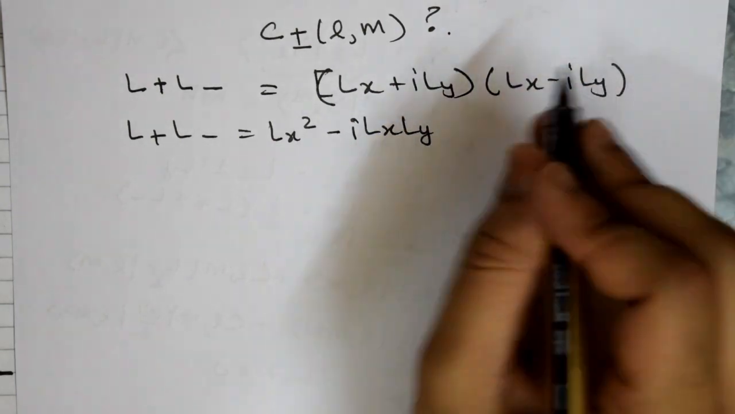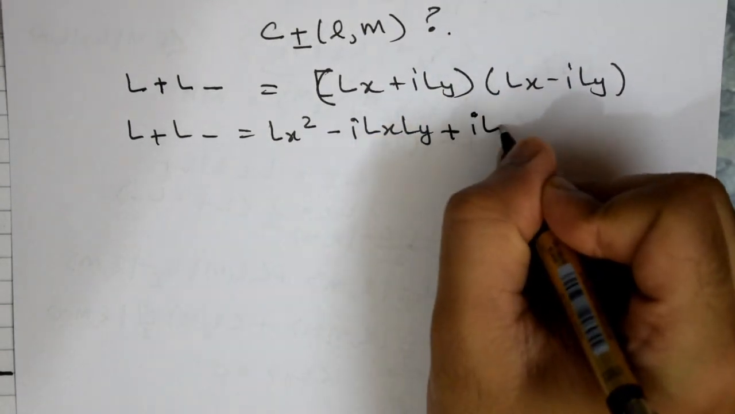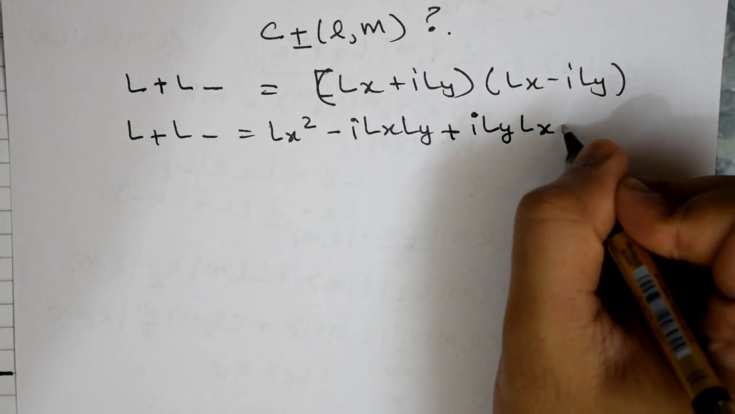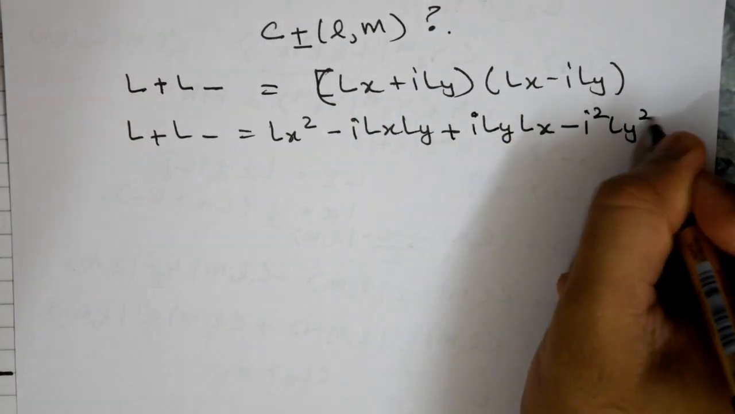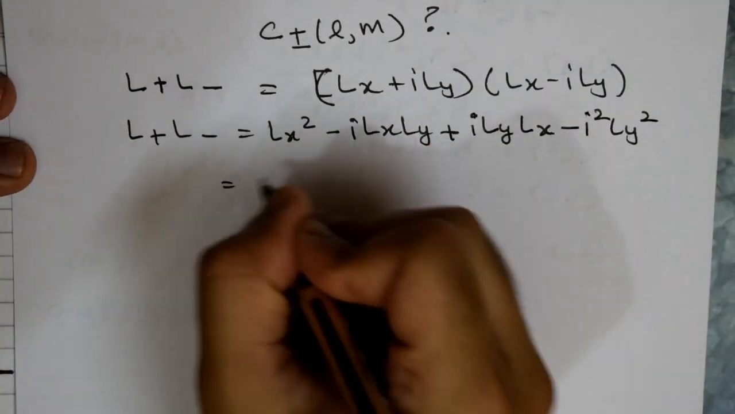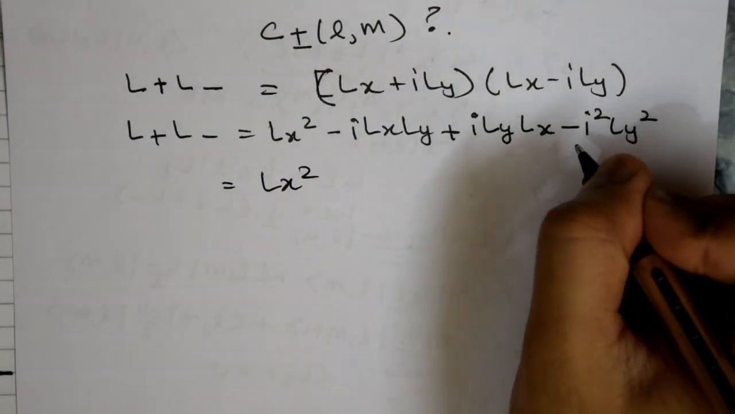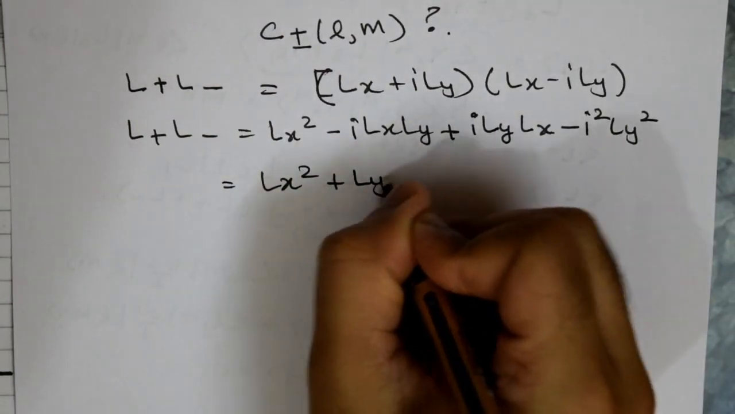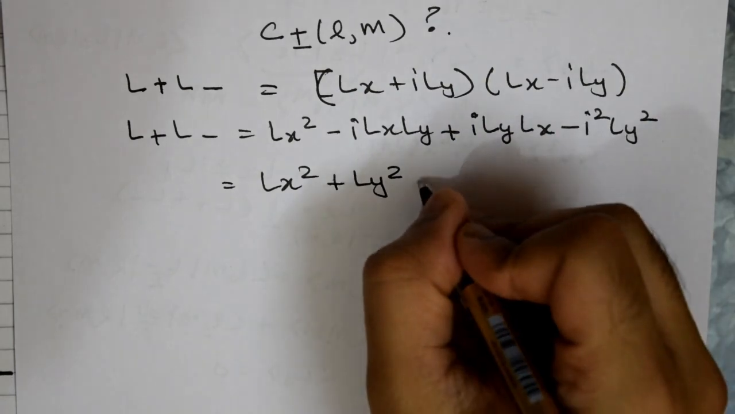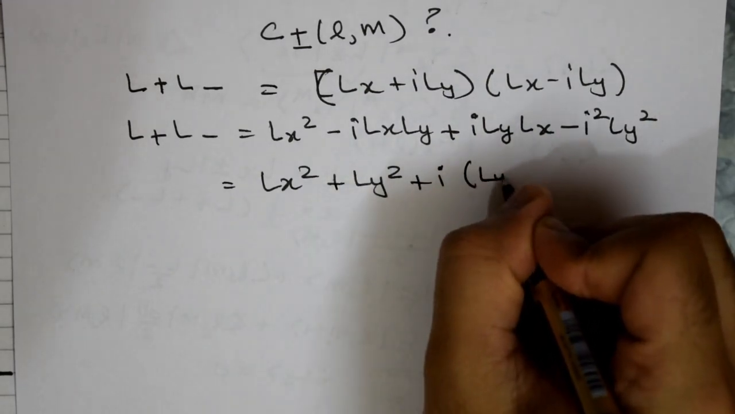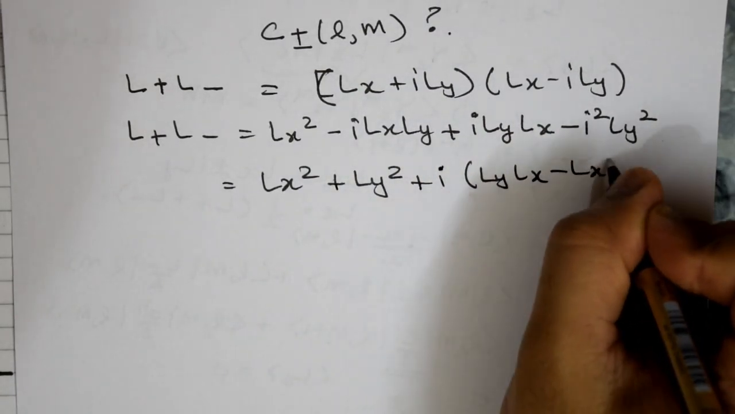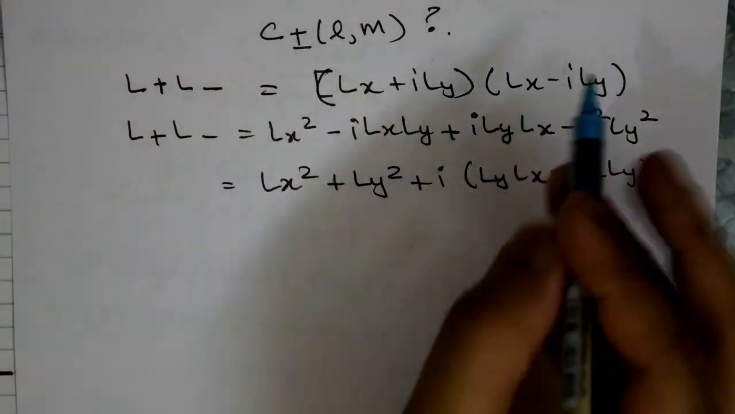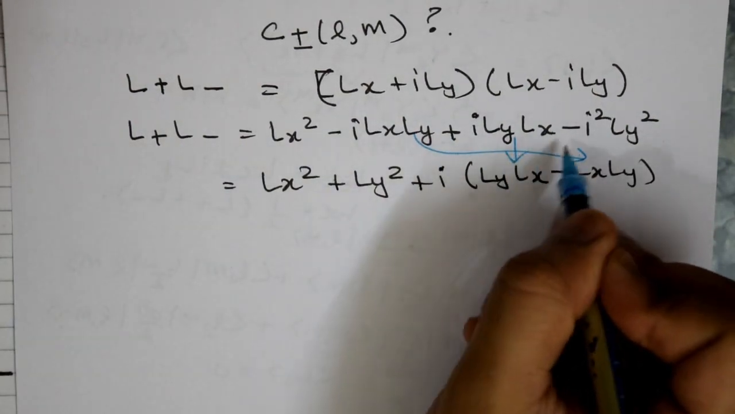So please be very careful. Next term will be Ly Lx minus i squared Ly squared. So this can be rewritten as Lx squared minus i squared, which will be plus 1. So Lx squared plus Ly squared plus i (Ly Lx minus Lx Ly). So what have I written? I have written this here, and this ends up going here.